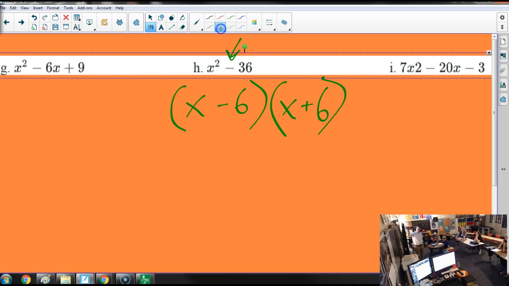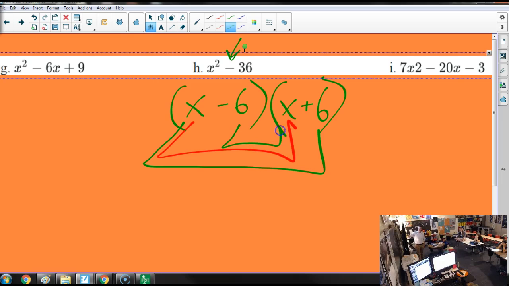Because remember FOIL, first gives me the x squared. Outer and inner cancel. That's why it's called difference of squares. This would be positive 6x, and this would be negative 6x. And then the last gives me the negative 36. If we go back to that old school technique of FOIL.